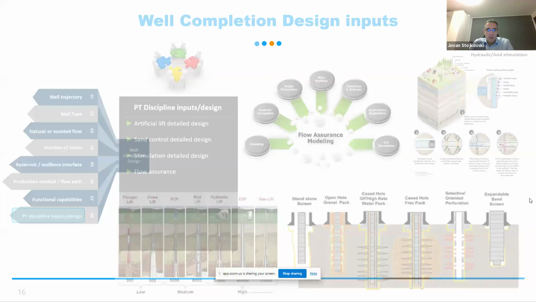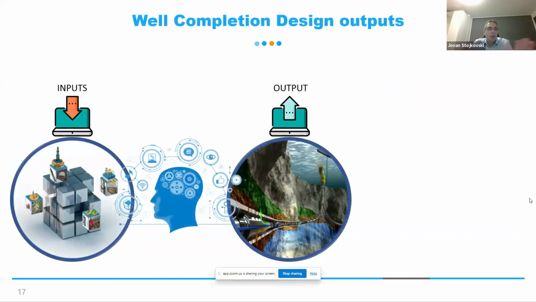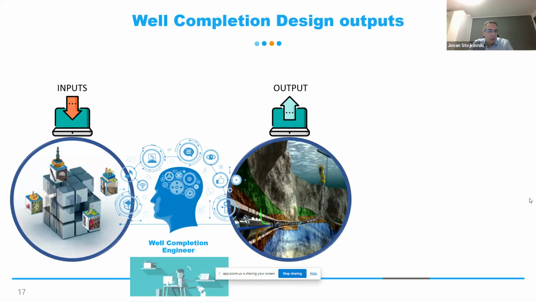lift. So after going through all the inputs, all the critical components of the design for the completion, I would say that the completion engineer, as I put there, looks like an octopus doing all of these things: gathering all the information, putting it all together, designing one thing and looking for another, and making a lot of compromises in order to shape the product, which should fulfill all the requirements.